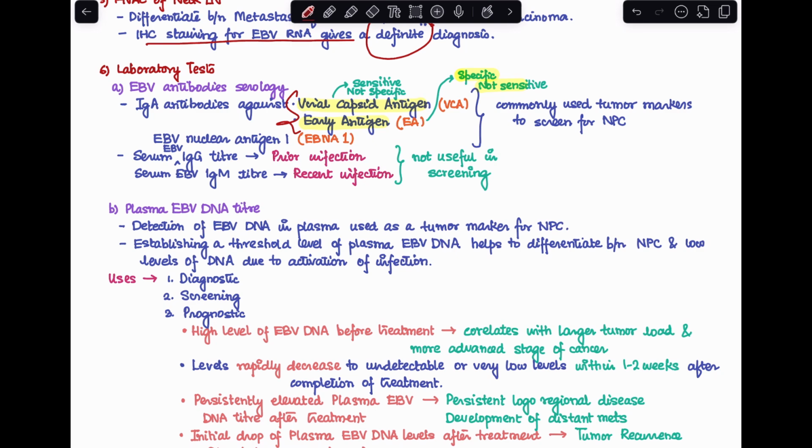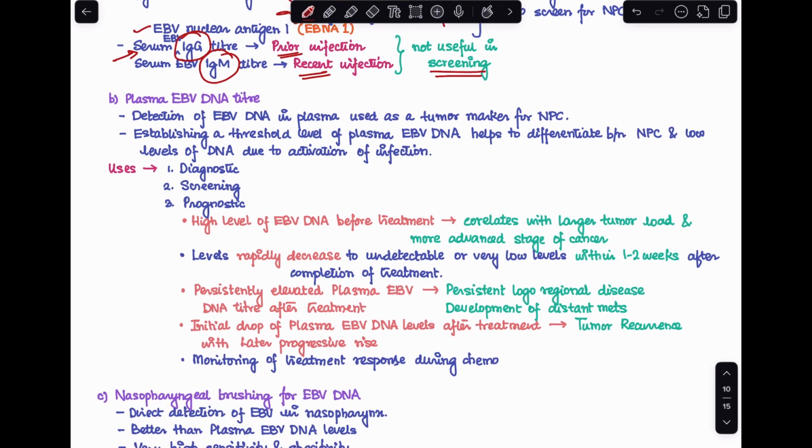Other than this, we also have the EBV nuclear antigen 1. And looking at titers of antibodies, if we have serum Epstein-Barr virus IgG titers, IgG will be indicative of prior infection, whereas IgM titer would be indicative of recent infection. But these two are not useful in screening. For screening, mostly we use these antigens over here. So this is about the antibody serology.